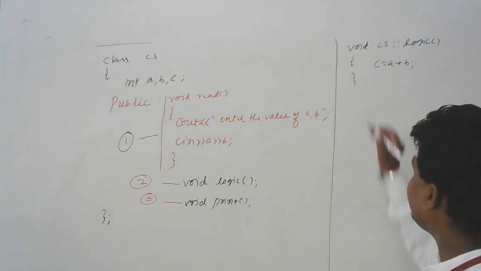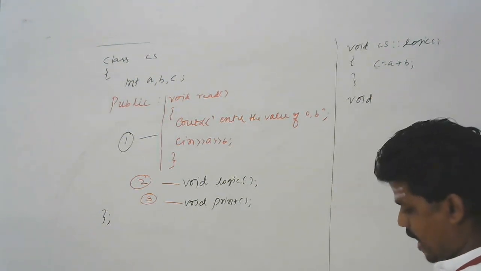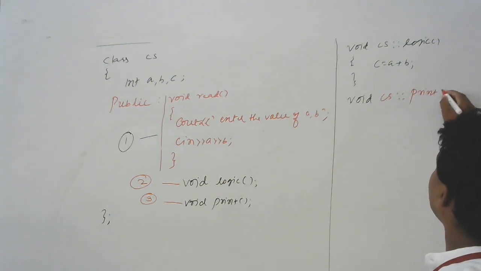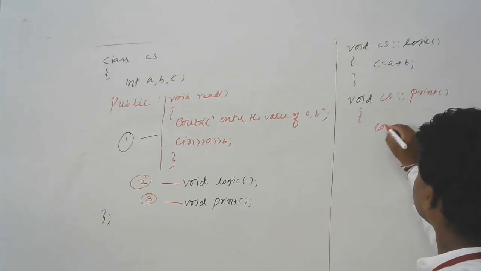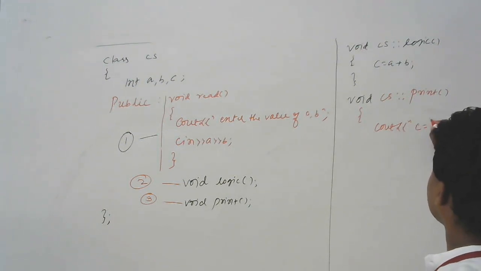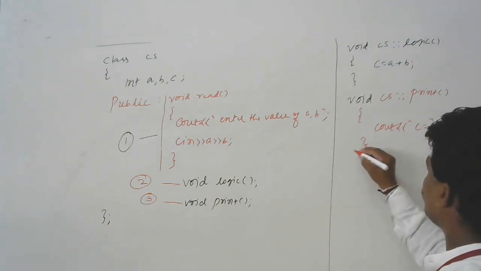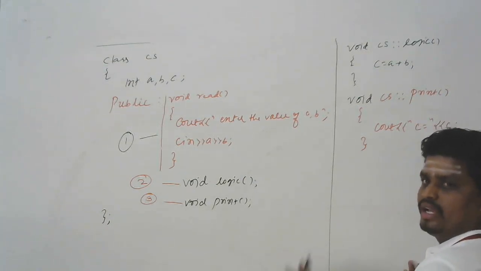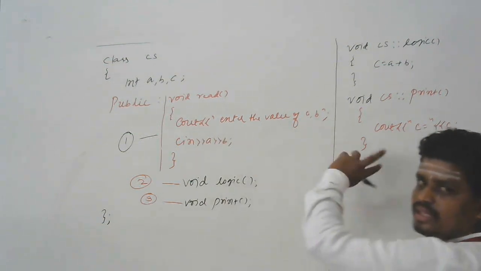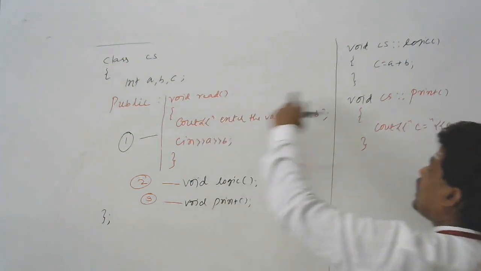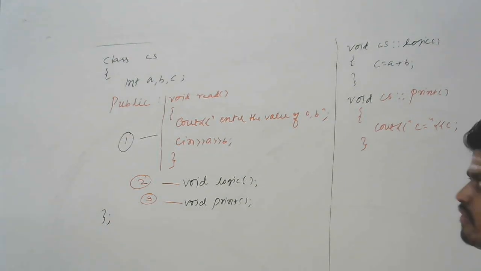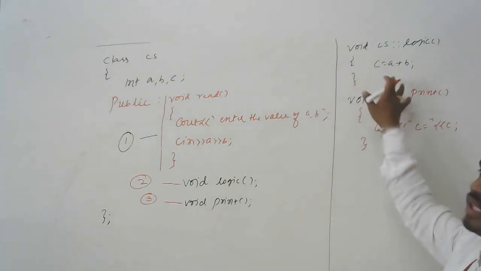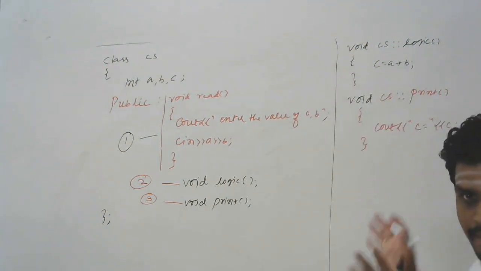One more function is pending. In the same manner I will write void, the name of the class is CS, and the function name is print. Here I will take cout C, and close the function. So in a single program, in a simple manner, I have defined both the different methods. One is inside, and the other 2 are outside. The process of defining a function within the class is called inside the class. The process of defining the function outside the class is called outside the member function.